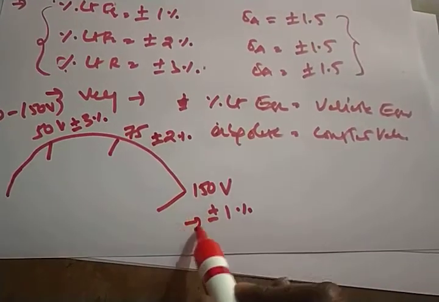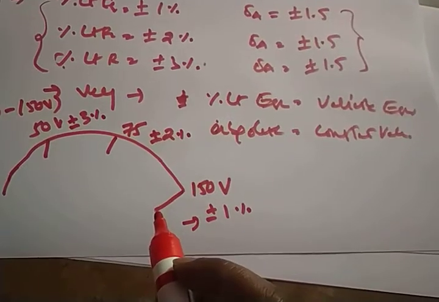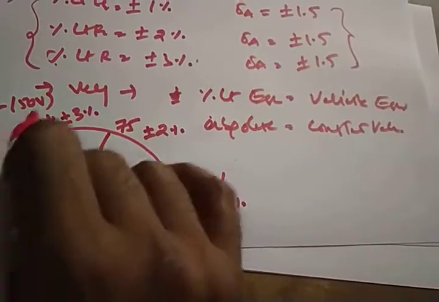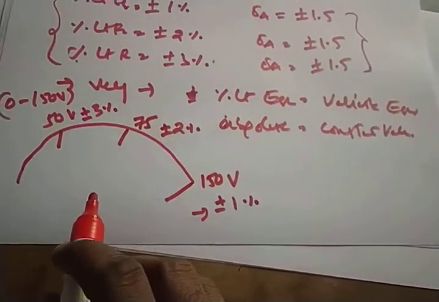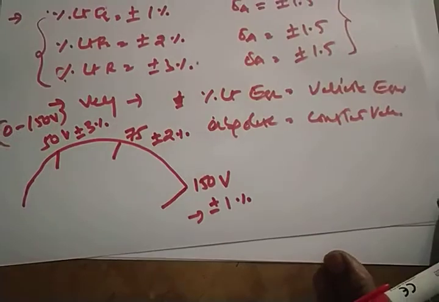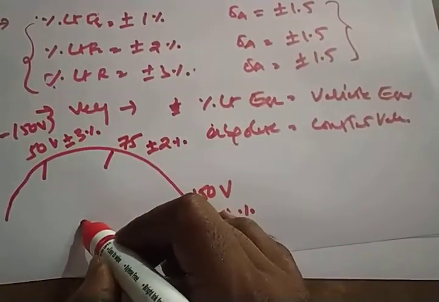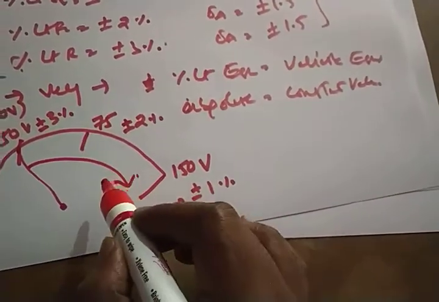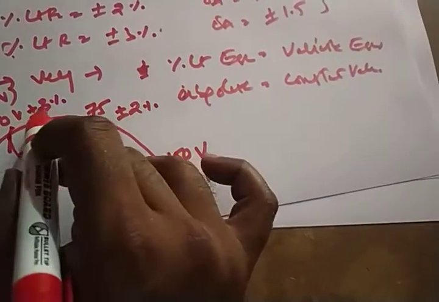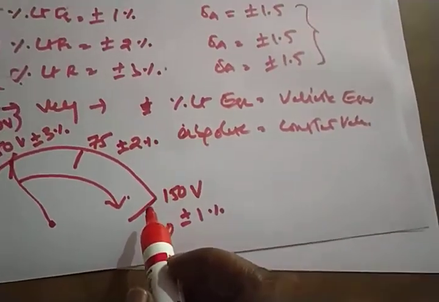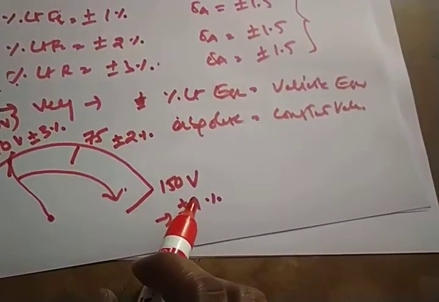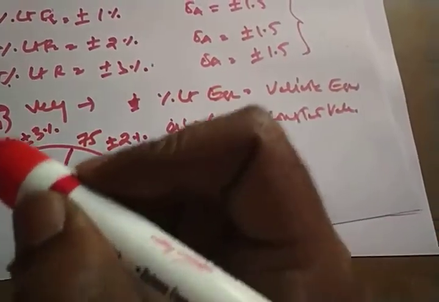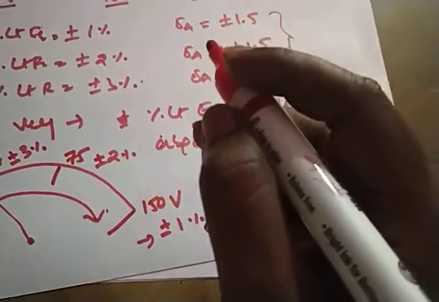At full scale, the limiting error is very less. Right? When it reaches full scale, my percentage limiting error is reduced. So that means my pointer, this is a pointer, moving to full scale, my limiting error is going to be reduced. So whatever measurement you want to find should be very near to the full scale.